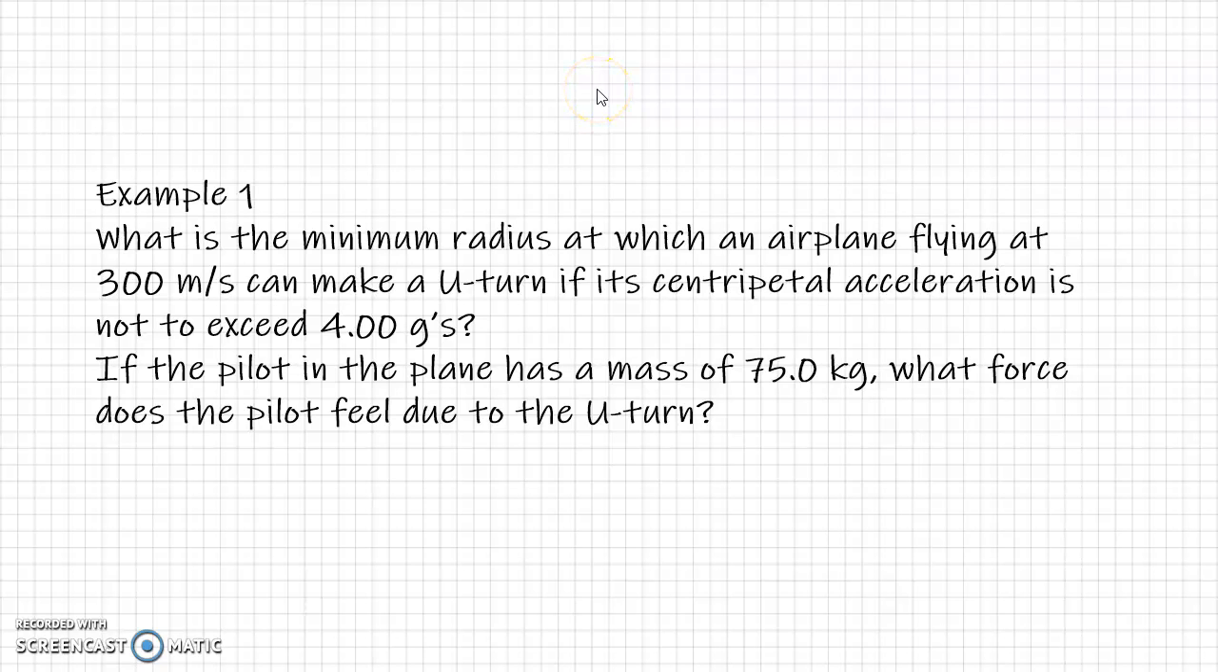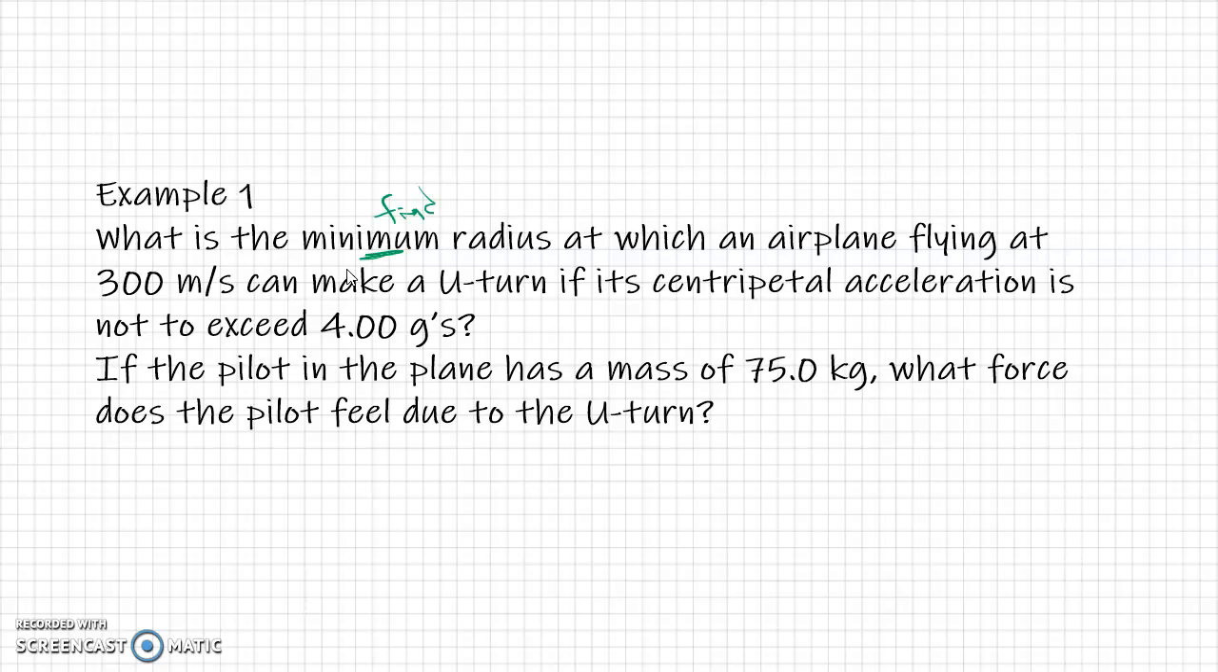We're going to look at example 1 from our notes. This is a circular motion type problem. We are trying to find the minimum radius of an airplane. This minimum radius is our find quantity.